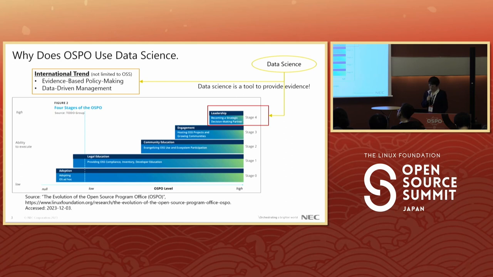This figure comes from the evolution of the open source program office, which is published by Tools Group. At stage zero, people start to use OSS on demand. When those people become aware of the legal problems with OSS, they reach the entrance to the OSPO swamp. It's stage one.